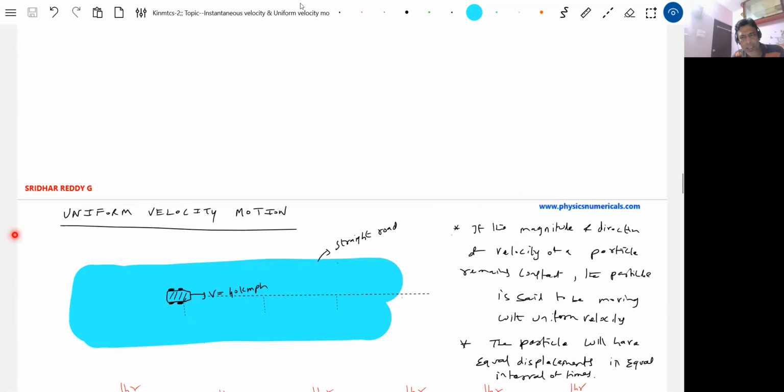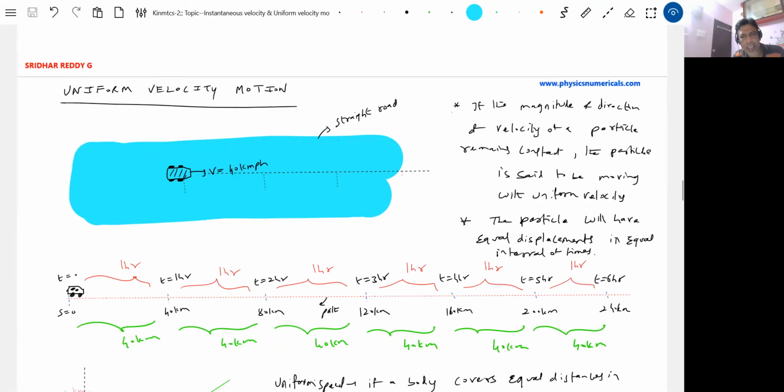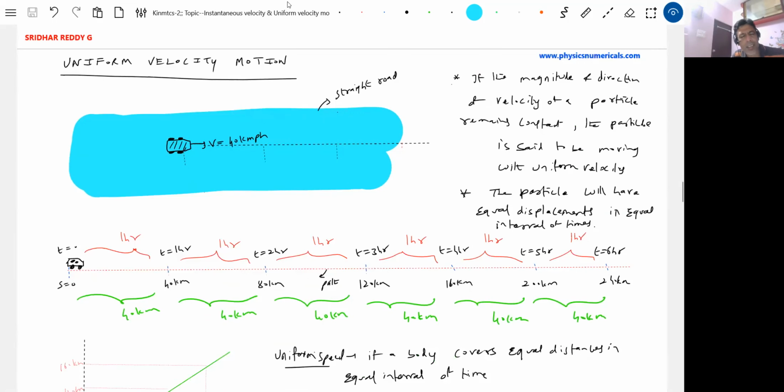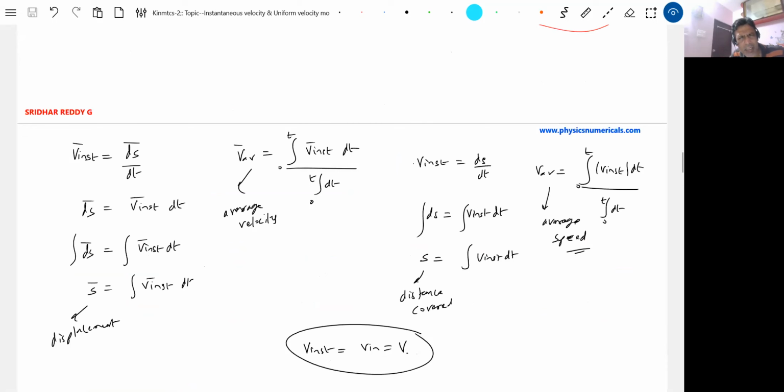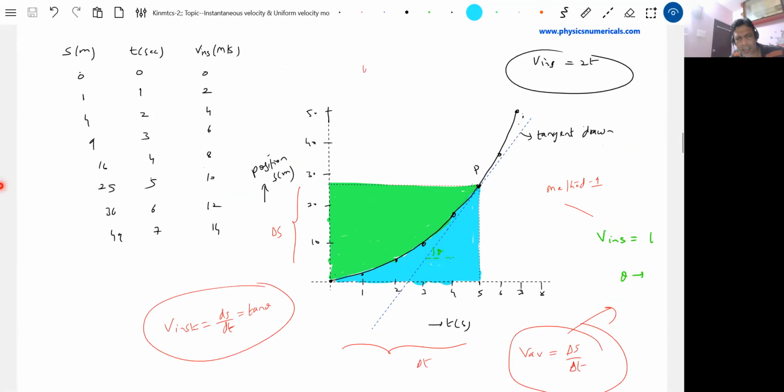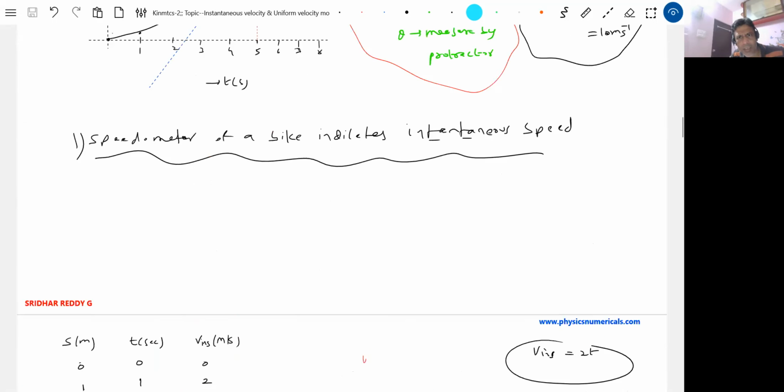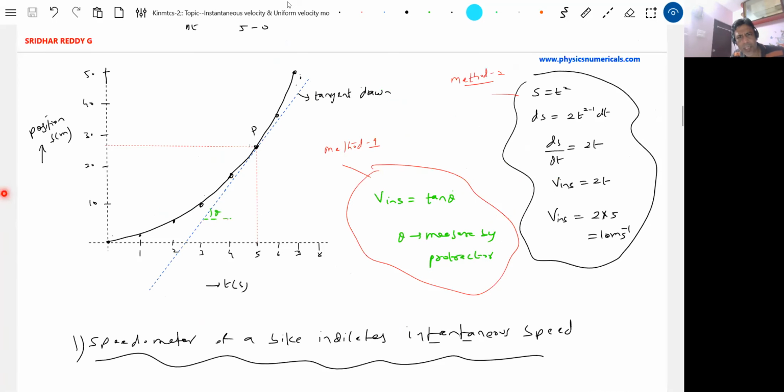Okay, this is about the thing. So in the next class, we will take the help of numericals on uniform velocity motion. I think this will be the very interesting part. Of all this today, what all I discussed, no? How to calculate instantaneous velocity. Let me just summarize. There are two methods.